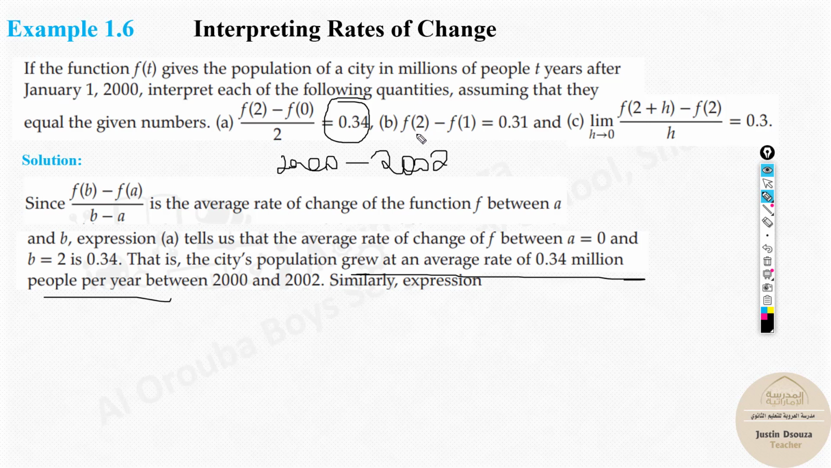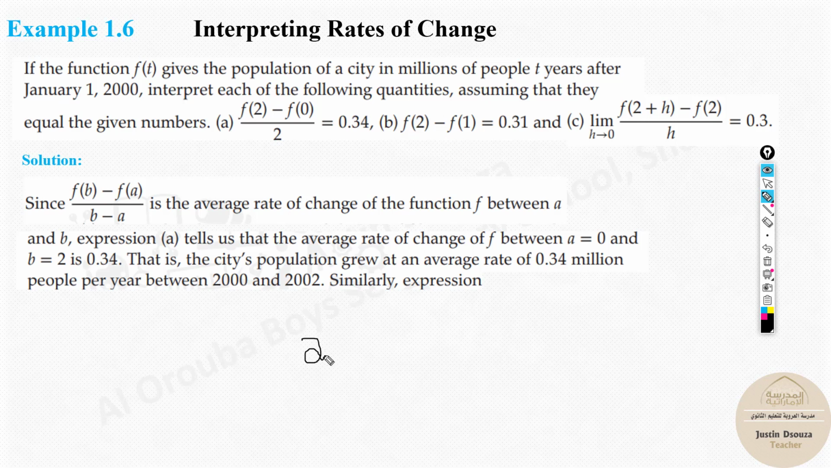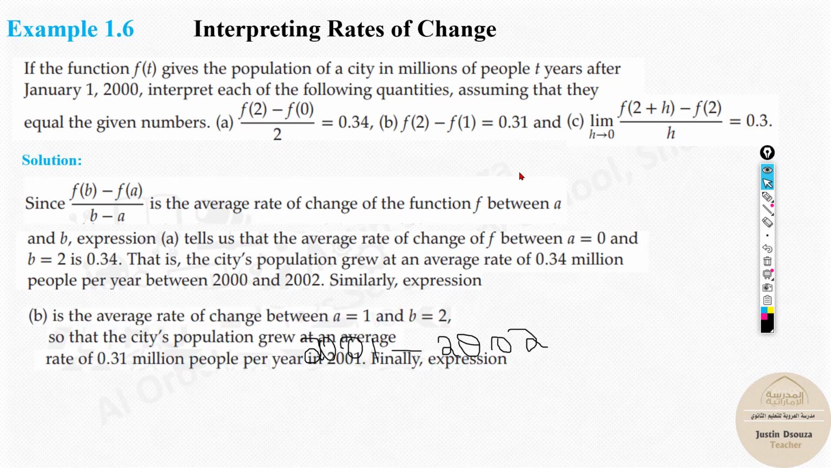Now the second one, you can see over here, f of 2 is the same thing, but minus f of 1. It would be divided by 2 minus 1, which is 1, so nothing is written because it's divided by 1. This is the same thing, but from 2001 to 2002. And this is the average rate of change. I mean the population growth, average rate of people. So that is from 2001 to 2002.